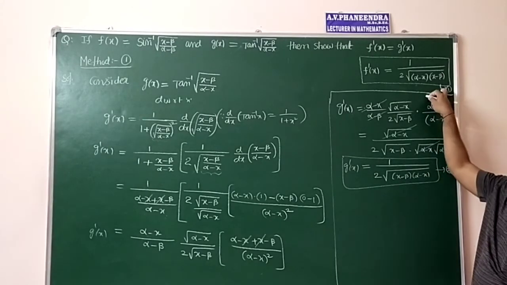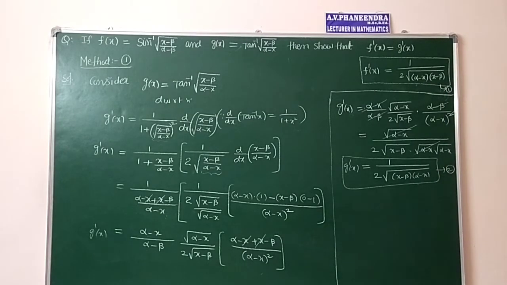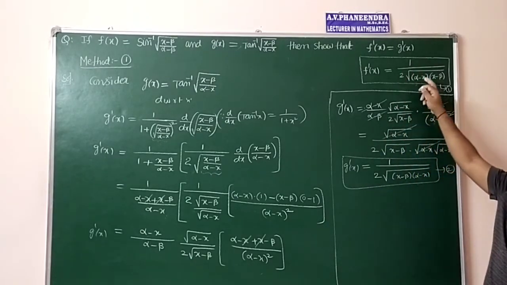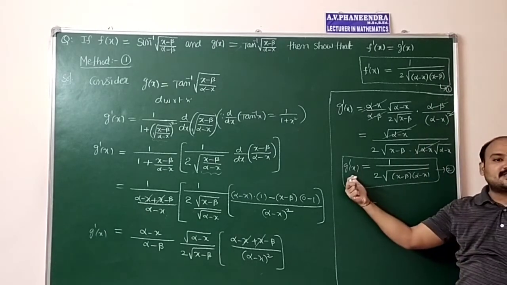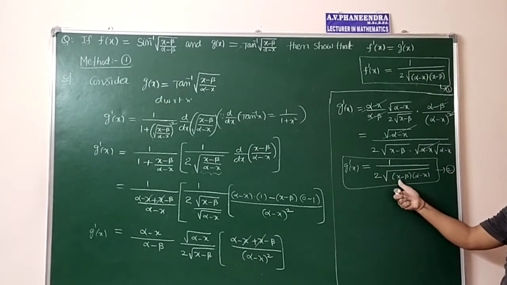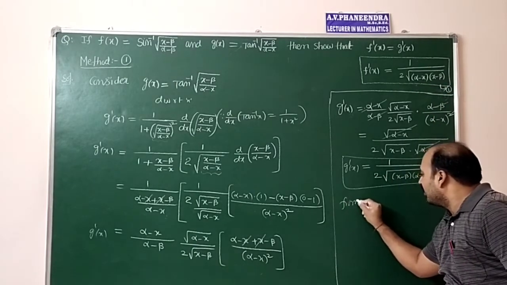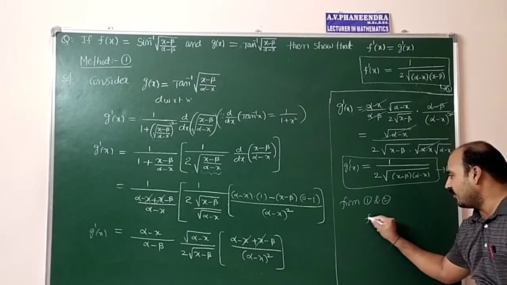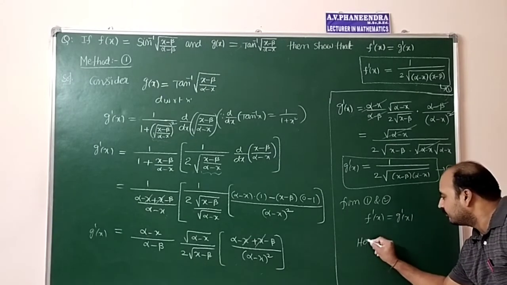Observe that equation 1, f dash of x equal to 1 by 2 into root of alpha minus x into x minus beta, equation number 1, and g dash of x equal to 1 by 2 into root of x minus beta into alpha minus x. From 1 and 2, we are getting the same values. F dash of x equal to g dash of x. Hence proved.